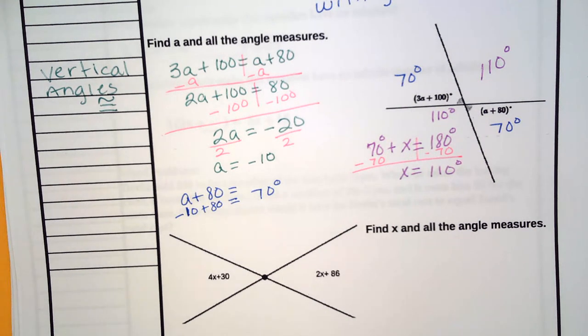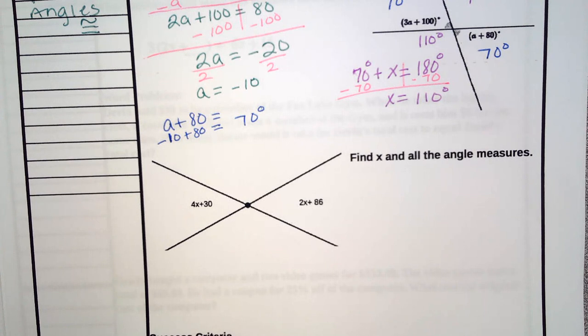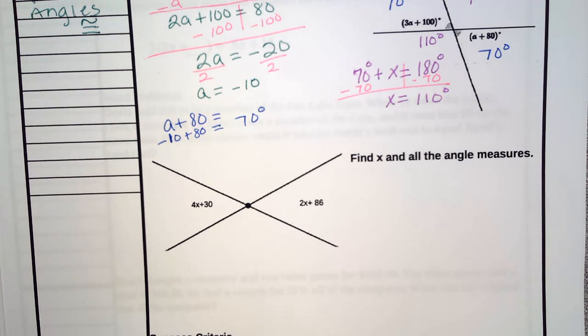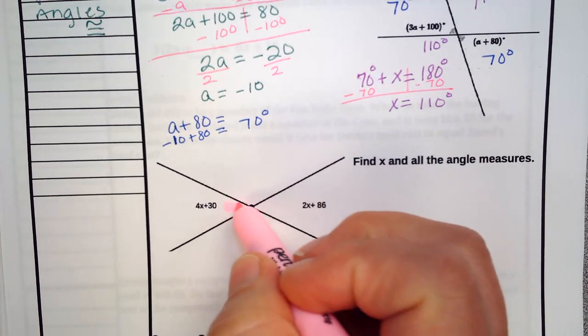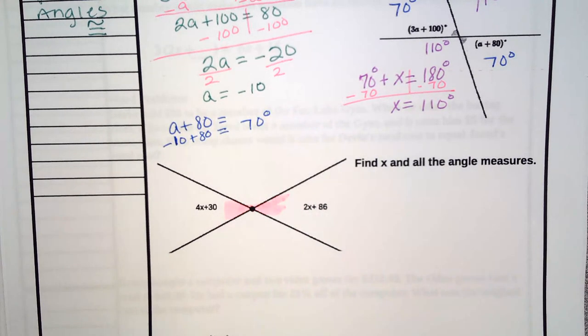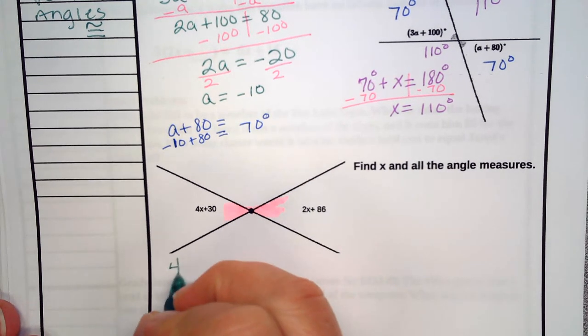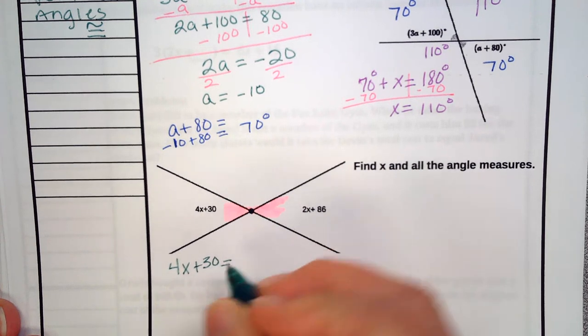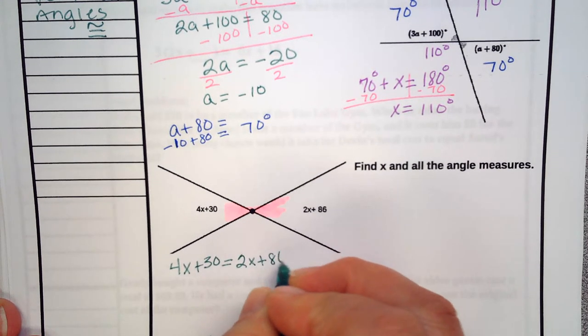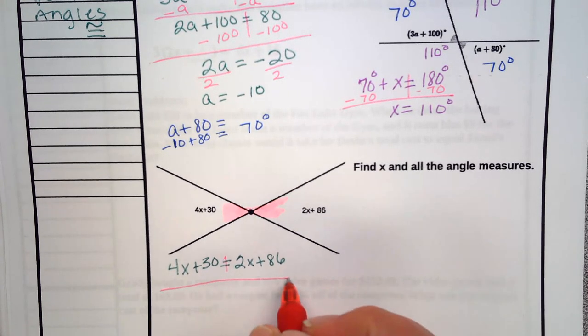Okay, can you do the last one on your own? Pause the video and see if you can do that last one. Well, I hope you recognize the fact that we have what kind of angles? Vertical angles. What do we know about vertical angles? They are congruent. If they're congruent, those expressions have to be the same. 4x plus 30 will equal 2x plus 86. Okay, let's get started. The smaller variable is 2x, so I'll subtract 2x from both sides.